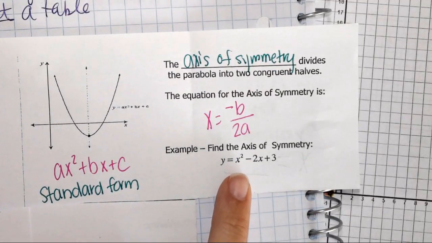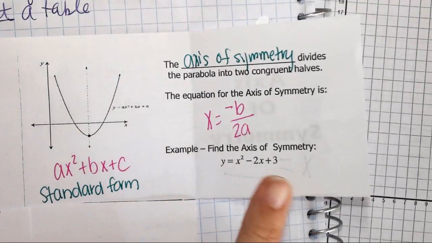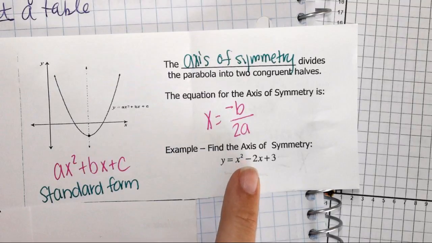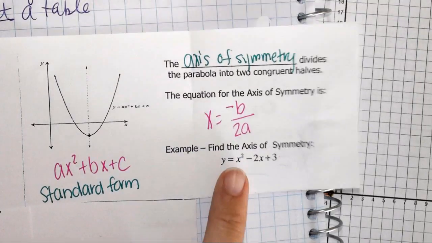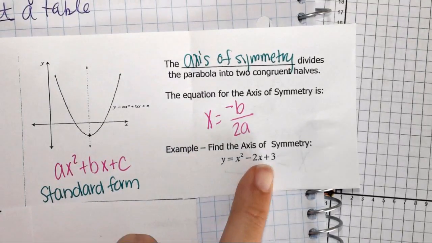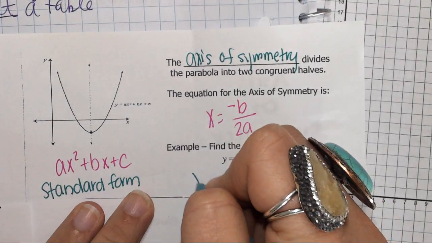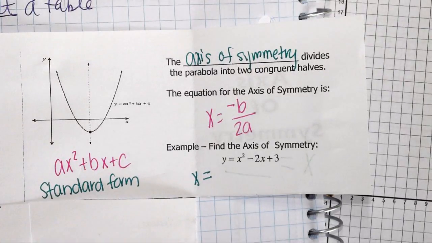Now, this is our quadratic, and we are going to find our axis of symmetry. The way we're going to do that is we're going to identify B and A and plug them into our formula. So we have x equals, because remember, your axis of symmetry passes through the x-axis.